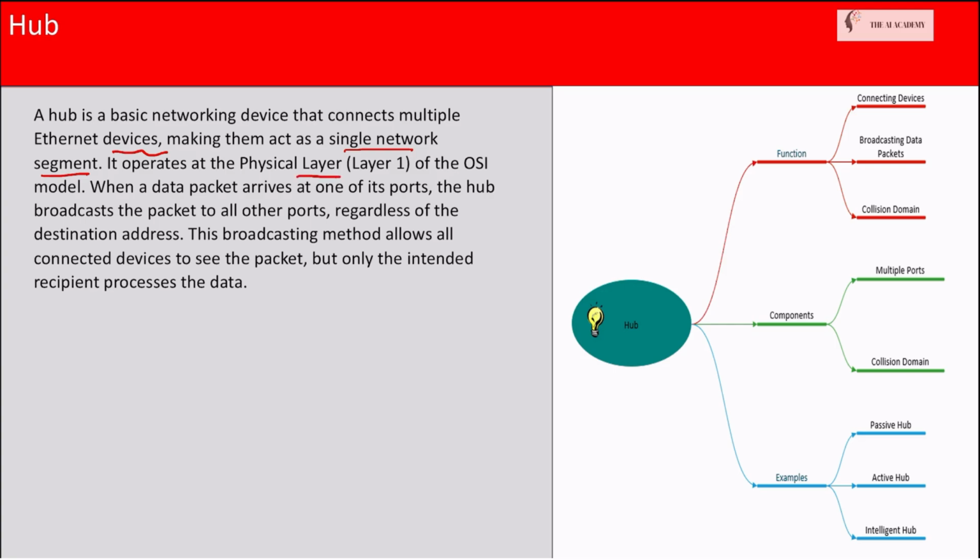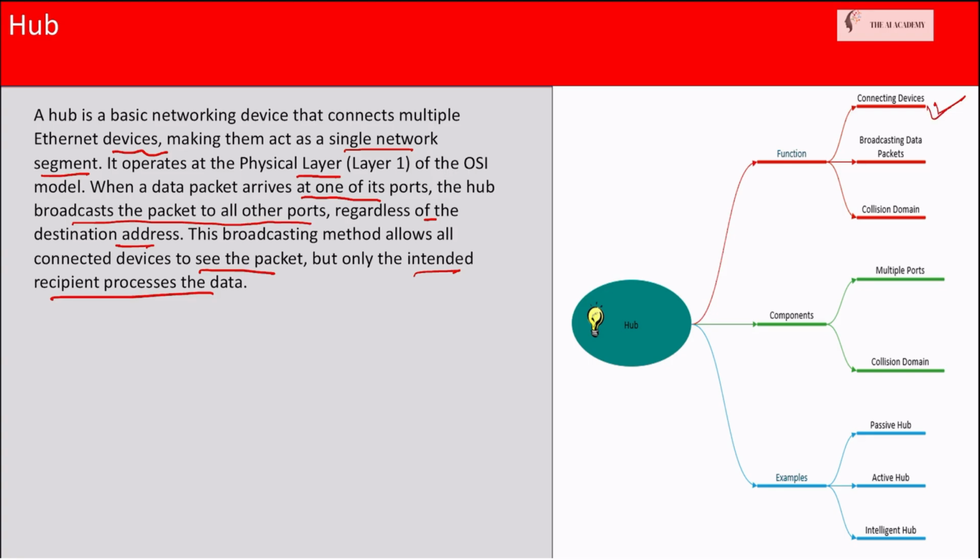When a data packet arrives at one of its ports, the hub broadcasts the packet to all other ports, regardless of the destination address. This broadcasting method allows all connected devices to see the packet, but only the intended recipient processes the data. Hubs play a fundamental role in early network designs by providing a central connection point for Ethernet devices within a local area network.